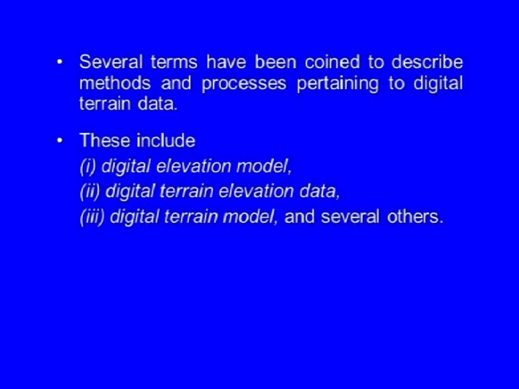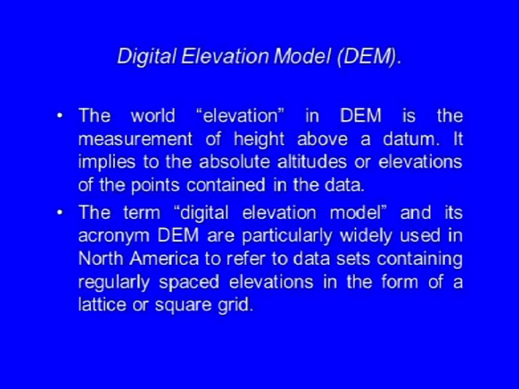Several terms have been coined to describe the methods and processes pertaining to digital terrain data. These include digital elevation model, digital terrain elevation data, digital terrain model, and several others. So, let us look at them one by one. Digital elevation model, or in short DEM. The word elevation in DEM is the measurement of height above a datum. It implies the absolute altitudes or elevations of the points contained in the data. The term digital elevation model and its acronym DEM are particularly widely used in North America to refer to data sets containing regularly spaced elevations in the form of a lattice or a square grid.